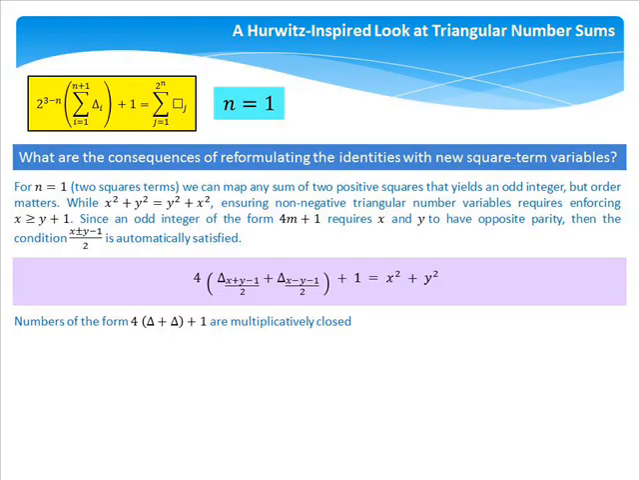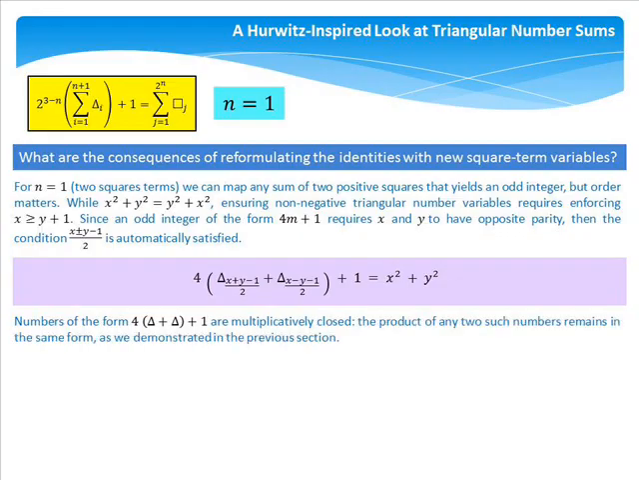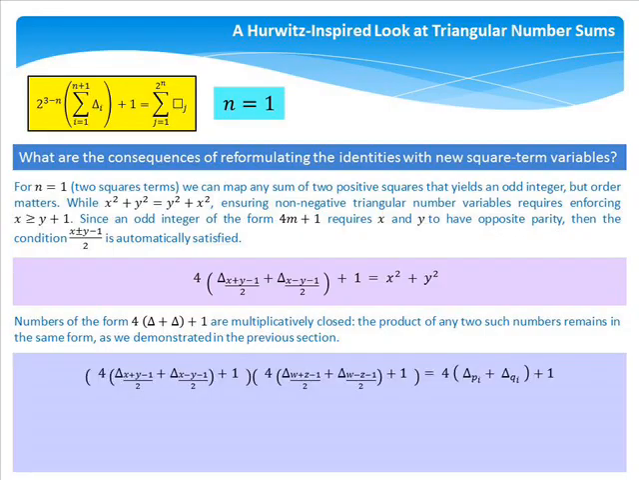Numbers of the form 4 times the sum of two triangular numbers plus 1 are multiplicatively closed. The product of any two such numbers remains in the same form, as we demonstrated in the previous section. Here we have two possible ways to write this product in this form.